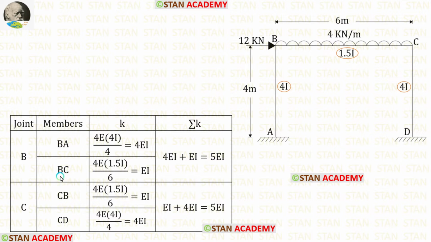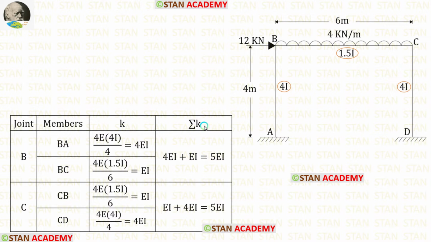Now let us find the stiffness for BC. Length of BC is 6. Let us apply that. The moment of inertia for BC is 1.5I. After calculation, for the stiffness of BC, we are getting EI. We know that the stiffness of BC and CB will be same. Now let us find the stiffness for CD. Length of CD is 4. The moment of inertia for CD is 4I. After the calculation, we are getting 4EI.